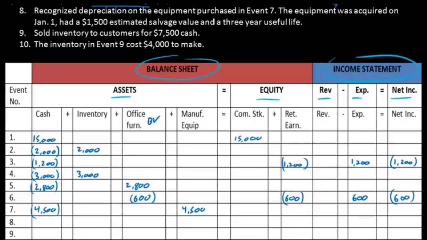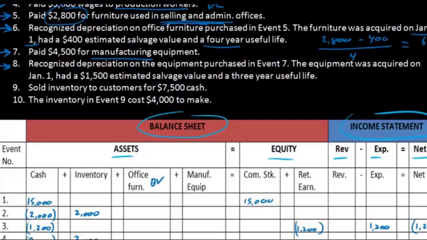So the cash account is going to go down by 4,500 because we bought this equipment, and we're going to capitalize it in a manufacturing equipment account. Another asset account. So increase that account by 4,500.